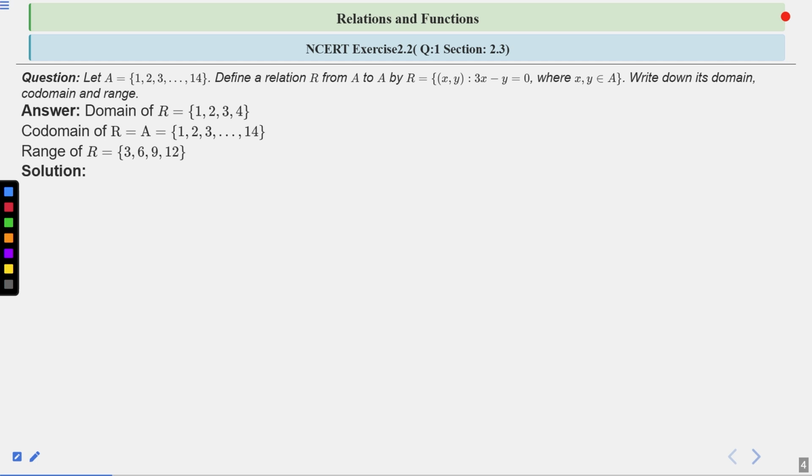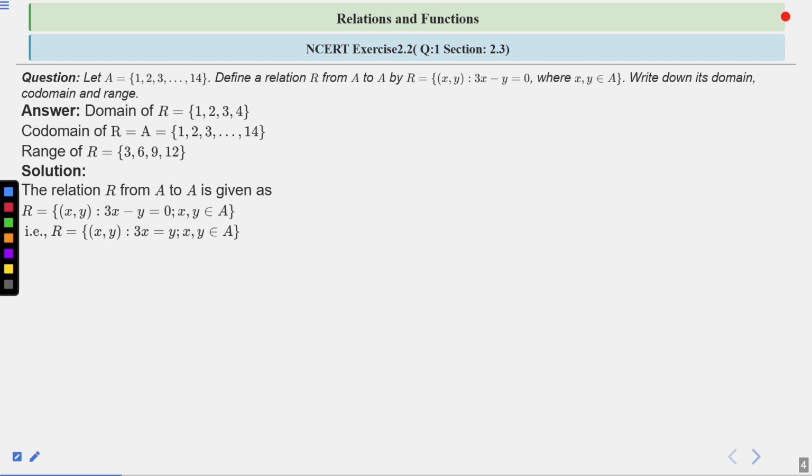So solution. The relation R from A to A is given by, simply in set builder form, collection of all x, y pairs such that 3x minus y is 0, where x, y both belongs to the set A. This condition can be rewritten in this form, 3x is equals to y. Now what you have to do is very simple, just plug x values from the set A here and get the corresponding y value.